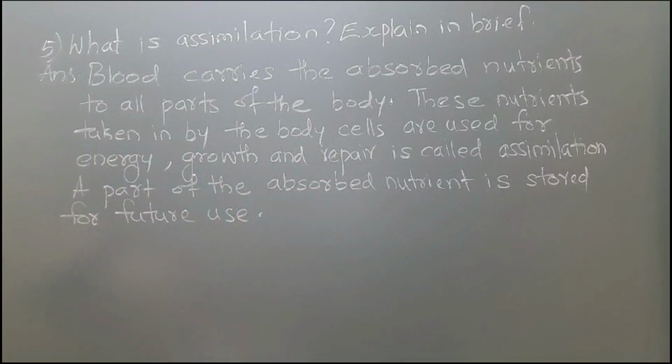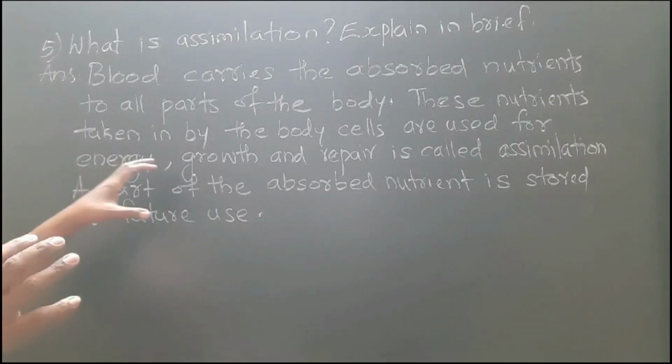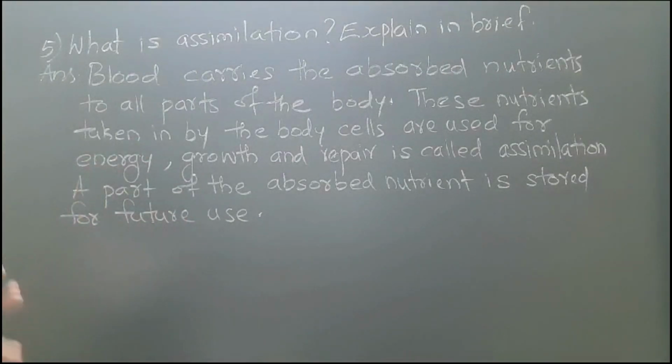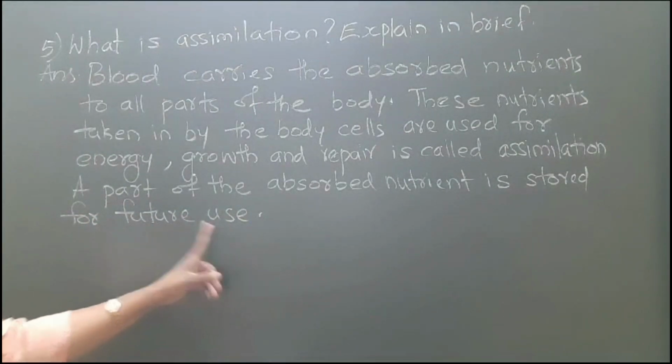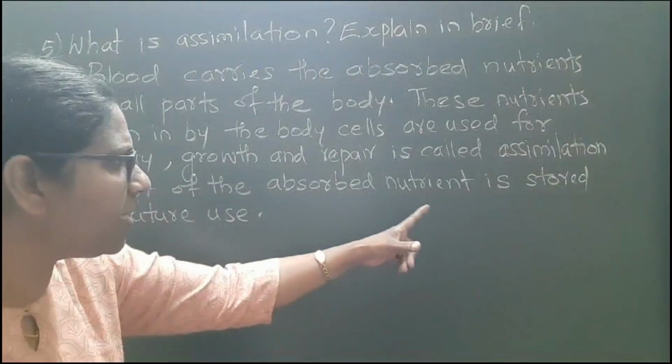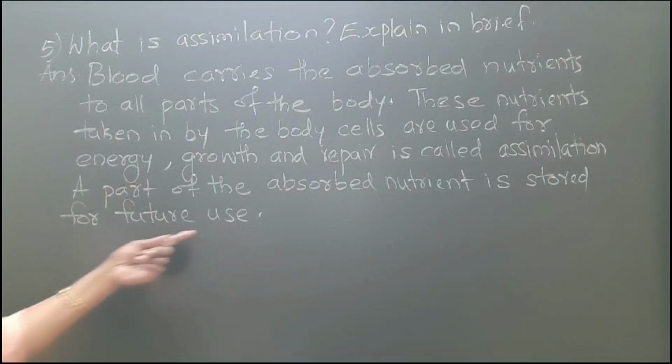Only as much as is required is used. These nutrients, as much as is required, are used for energy, growth and repair. The remaining part of the nutrients is stored for future use. A part of the absorbed nutrient is stored for future use.